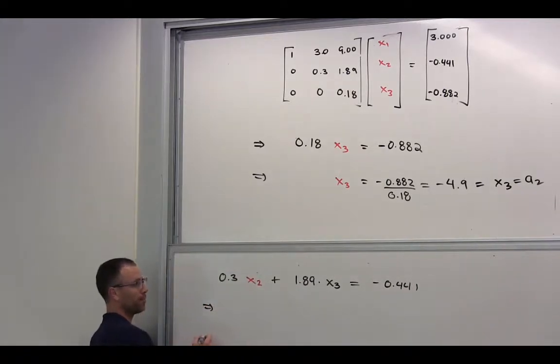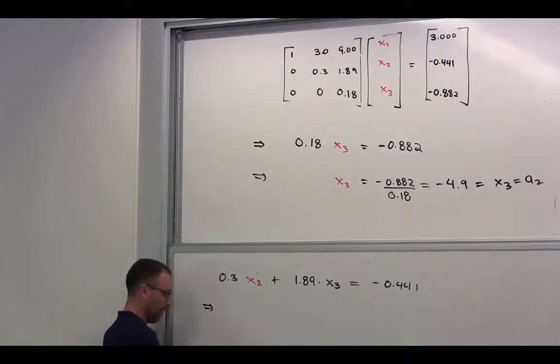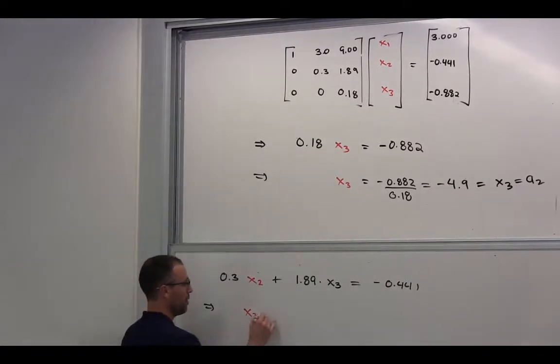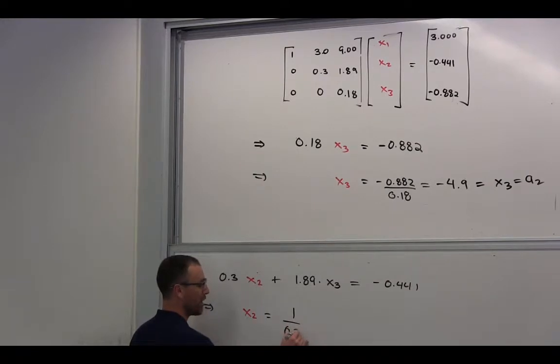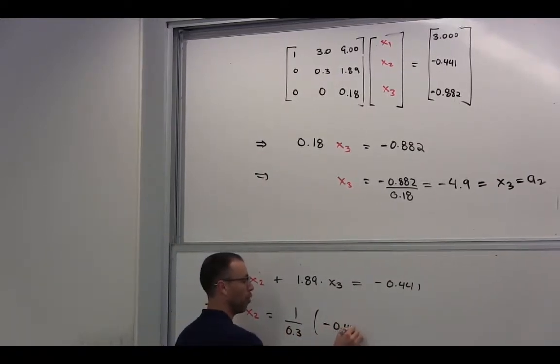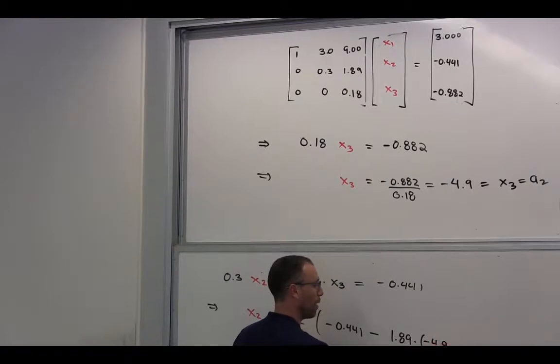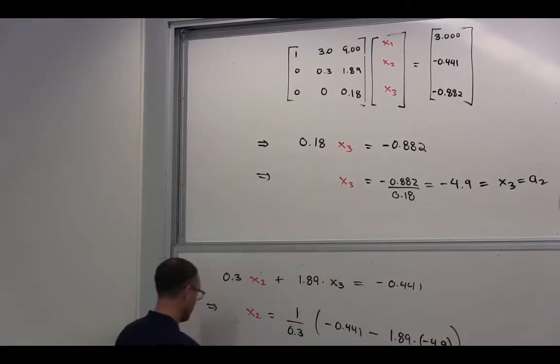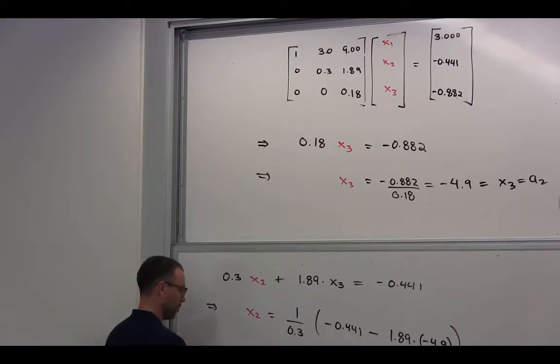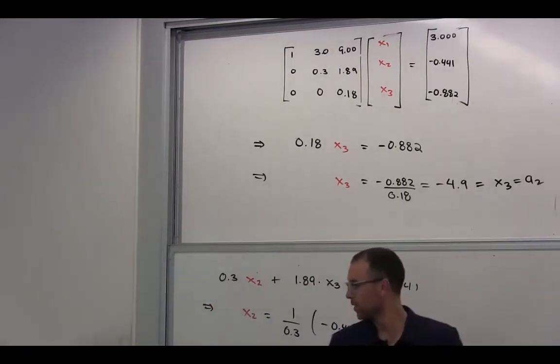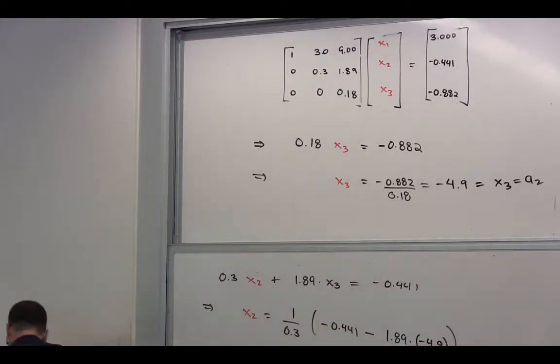Now what? Yeah, well, we know how to do this, right? x2 is going to be 1 over whatever the diagonal entry of my matrix was, 0.441 minus 1.89 times whatever that entry is. In this case, that entry is 4.9. Okay, so I suppose I should just look at this rather than doing it by head.